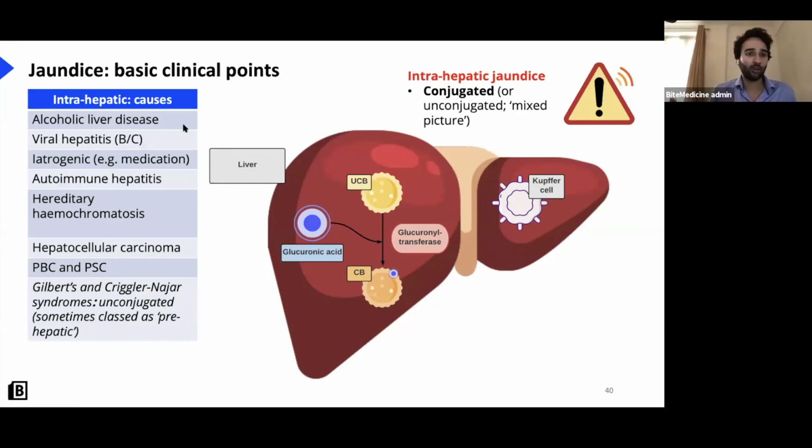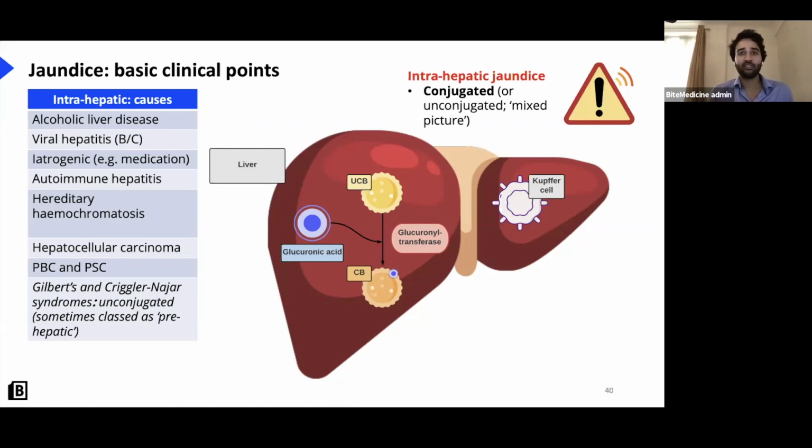So you've got alcoholic liver disease, viral hepatitis, which we think our chap in the previous case had, but he may have had an underlying hepatocellular carcinoma as well. So that's also a cause. And there are a few others there as well. So PBC is primary biliary cholangitis, PSC is primary sclerosing cholangitis, both involved in damage to bile ducts and thought to be autoimmune. So, as we said, intrahepatic is due to parenchymal liver disease.